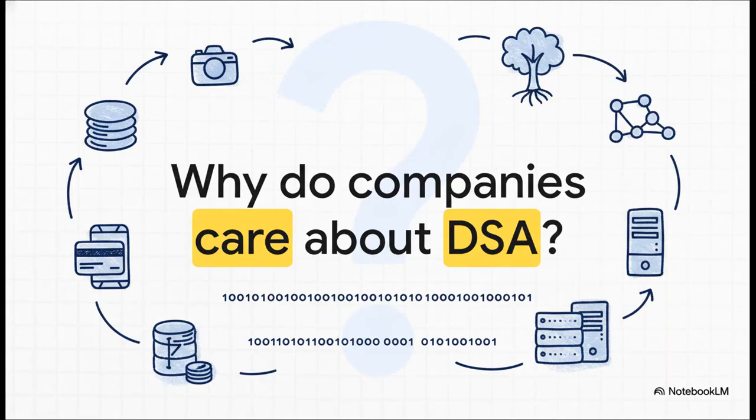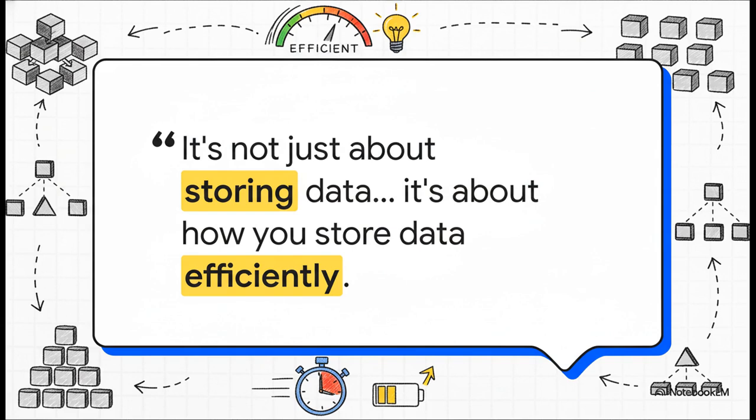So you always hear about this, right? Why are all the big tech companies, from Amazon to Meta, so completely obsessed with DSA in their interviews? It's actually pretty simple. Every single tap on your phone, every search you type into Google, every item you toss into an online cart, all of that is data. And how you manage that data is the difference between an app that feels lightning fast and one that's just frustratingly slow.